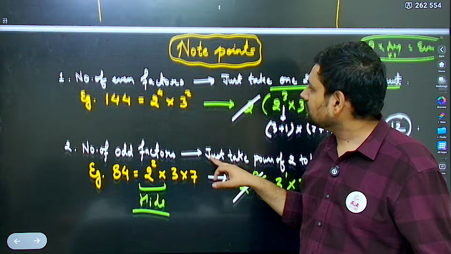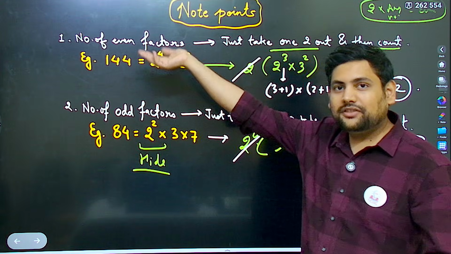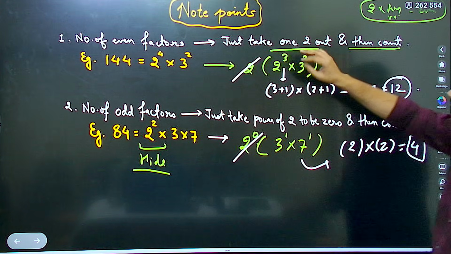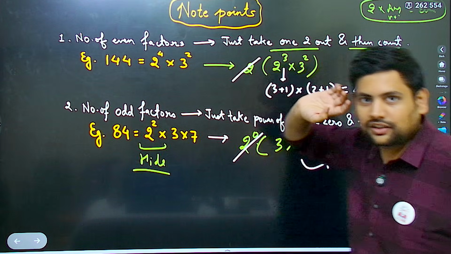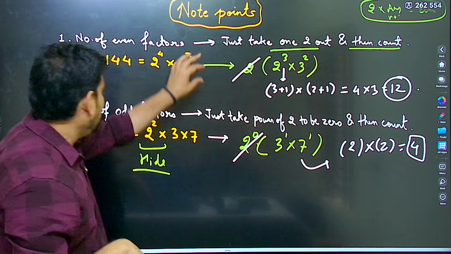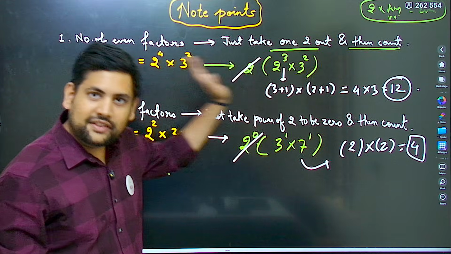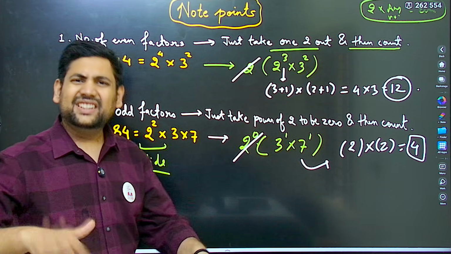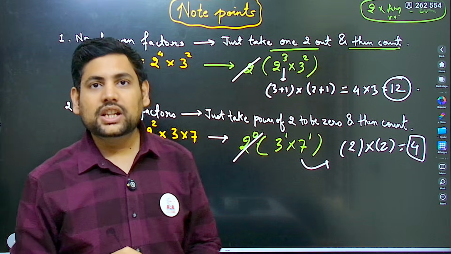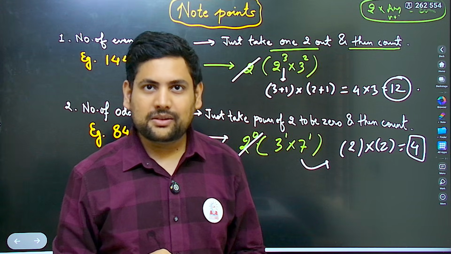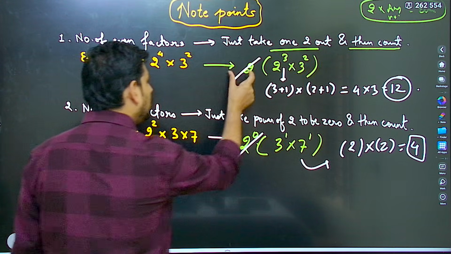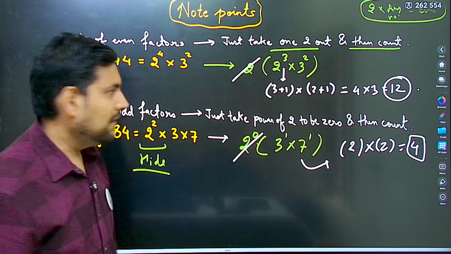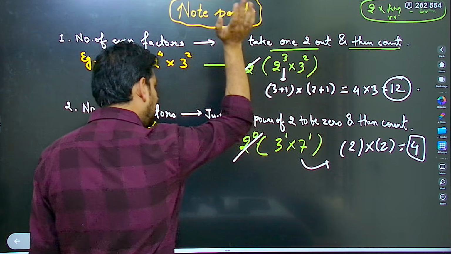Then some note points. Number of even factors: what we used to do is just take one 2 out and then count. Correct. Because if I take one 2 out, everything inside, whatever it is, does not matter, the multiplication will always give me an even number. Correct. Because it will be 2 into something. Fine. So I take out this 2 and forget it.